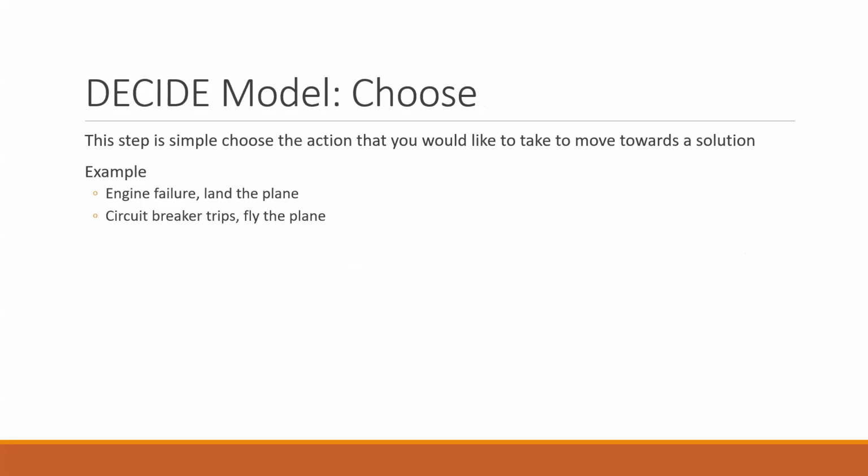Choose. This is the step where you choose to do something that will take you towards that solution. So in the case of an engine failure, you choose to land the plane. If a circuit breaker trips in the aircraft, make sure that you fly the plane. Choosing that action will help mitigate any further risk in making sure that you have a solution to the problem that has arisen. So we have detect the problem, estimate what to do and what your options are, and then choose a solution that will help guide you to a solution.